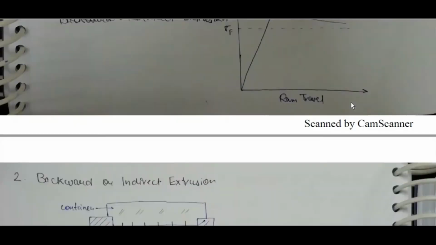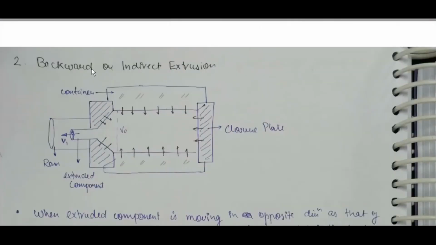Forward or direct. Backward or indirect extrusion. Ram is placed here. Closure plate. Extruded component. Here is the container. When the extruded component is moving in the opposite direction, it is called backward or indirect extrusion.